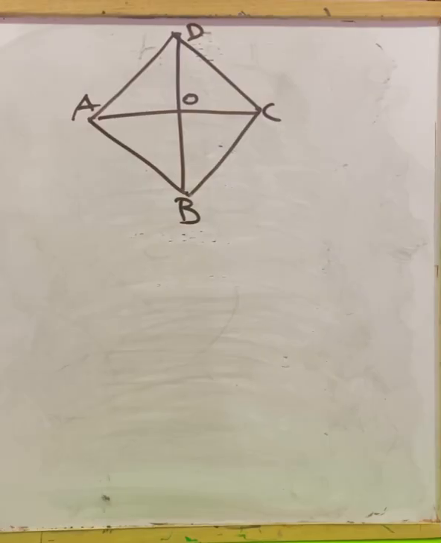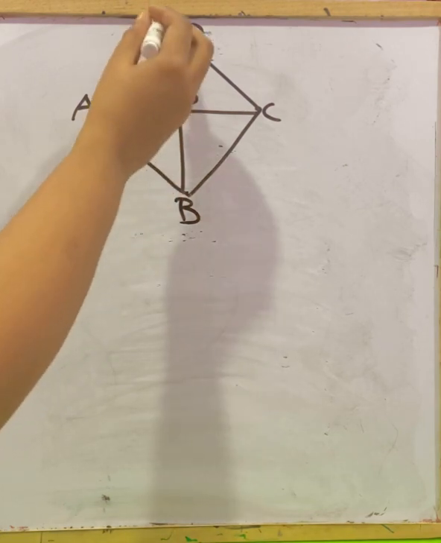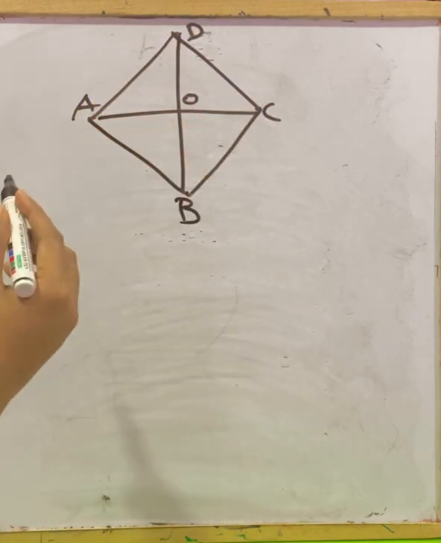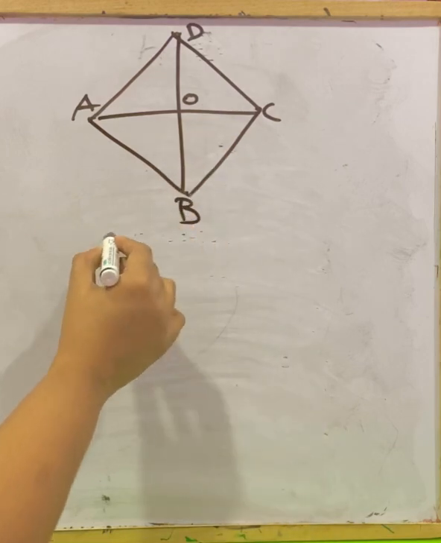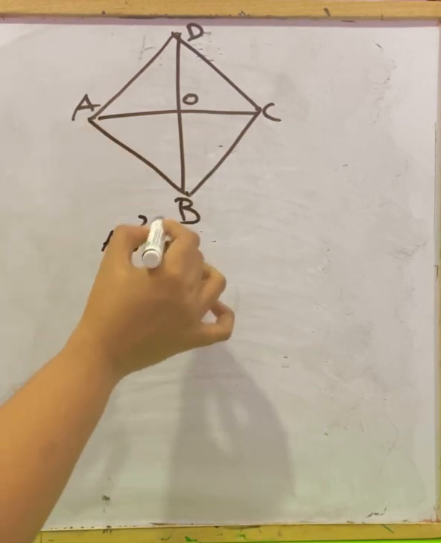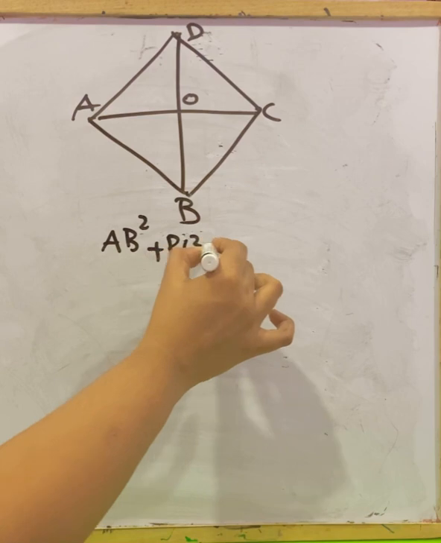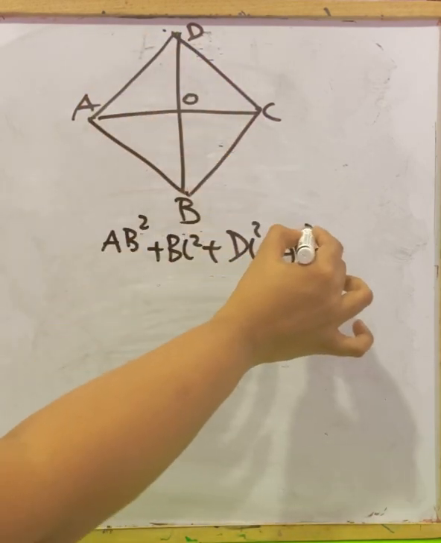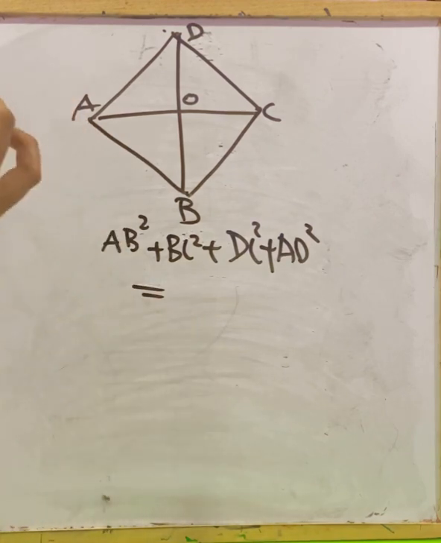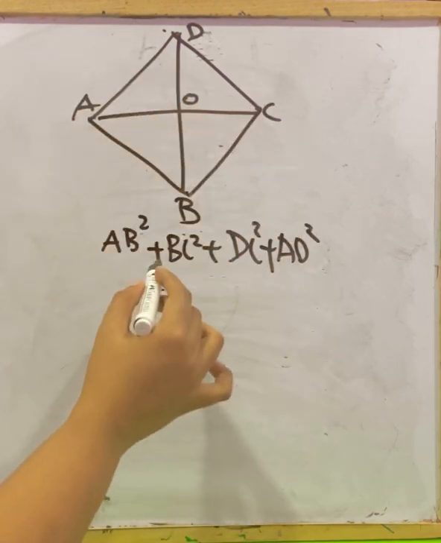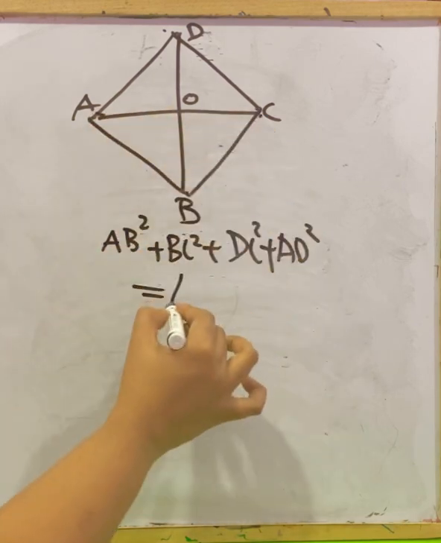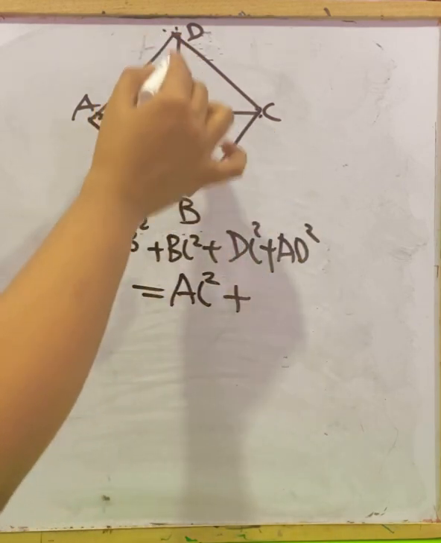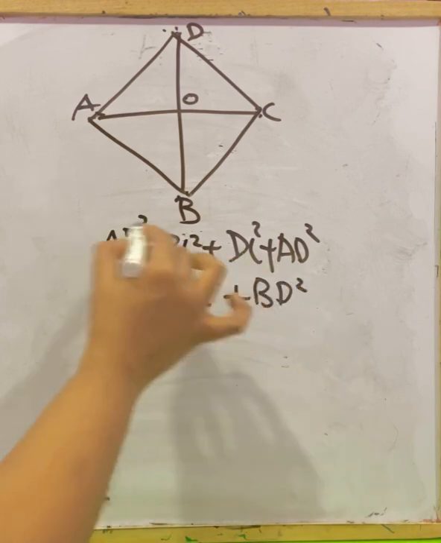Next question. Prove that the sum of the squares of the sides of a rhombus is equal to the sum of the squares of its diagonals. So here we have to prove that the sum of the side squares, that is AB square, one side, plus BC square plus DC square plus AD square, is equal to the sum of the squares of the diagonals. The diagonals are AC and BD. So AC square plus BD square. This is what we have to prove.